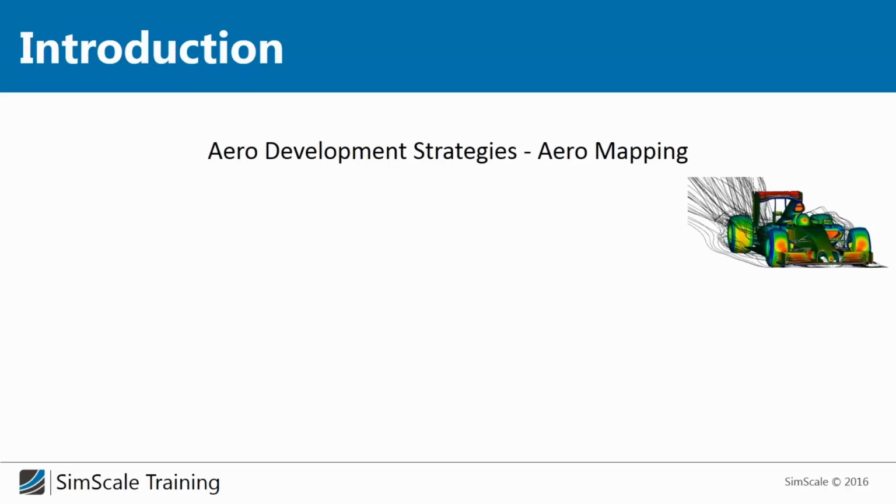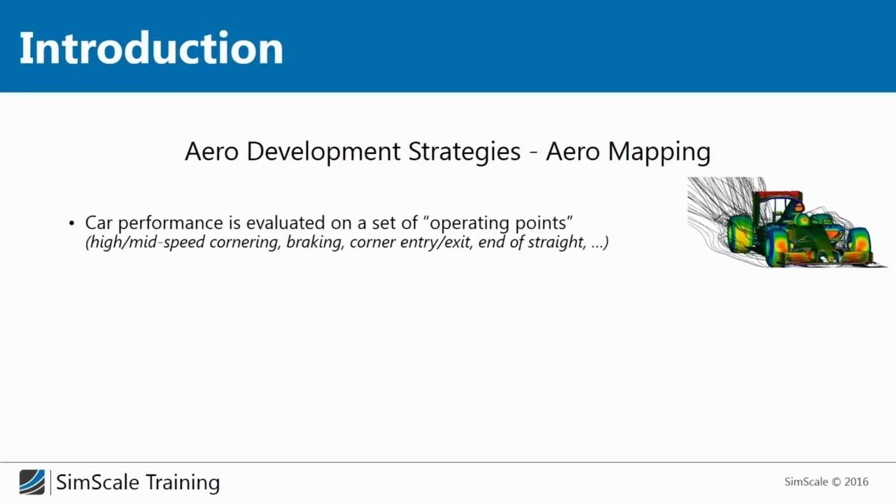Anyway, let me say a few words about aero development strategies, and I'll try to introduce the concept of aero mapping. This is really the key to developing the aerodynamic performance of the race car. Basically we have to evaluate the car at many different operating points, and that could be the attitude or the position the car takes in high-speed cornering, or during braking or at the end of a straight, because depending on the conditions, the car will find another ride height, another suspension setup, and we really need to evaluate the car at many of those operating points.